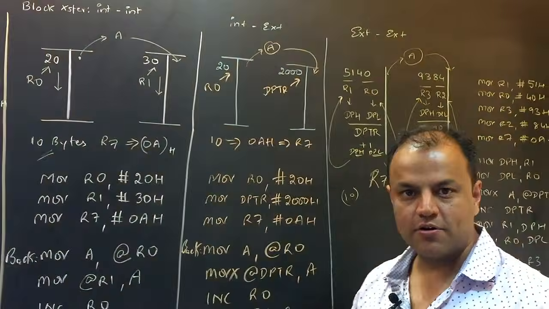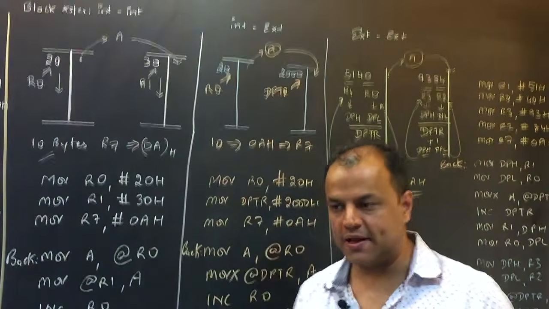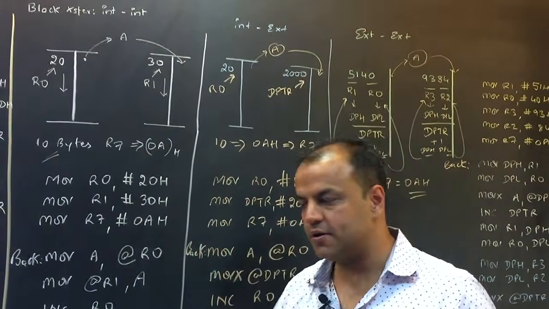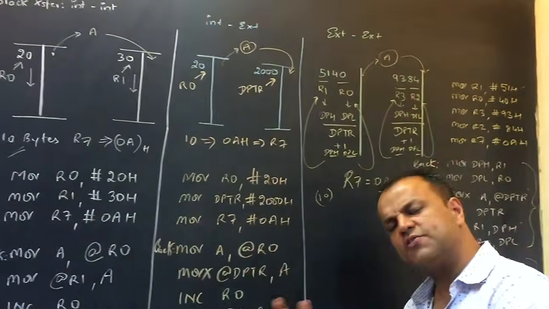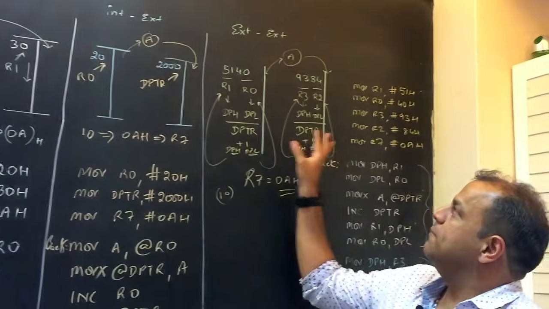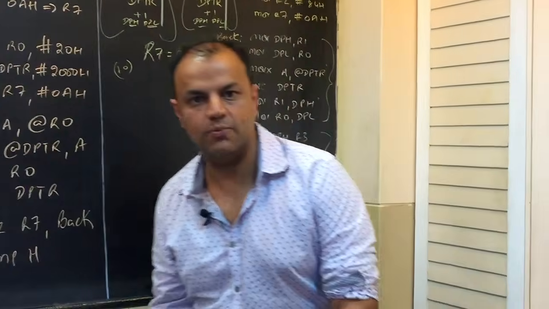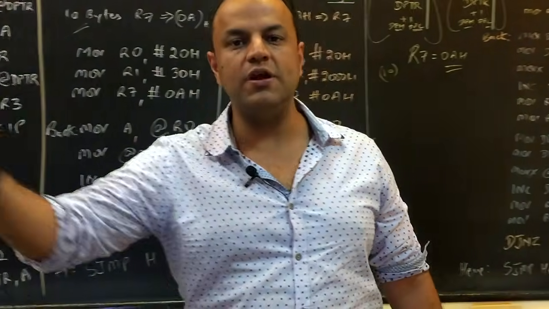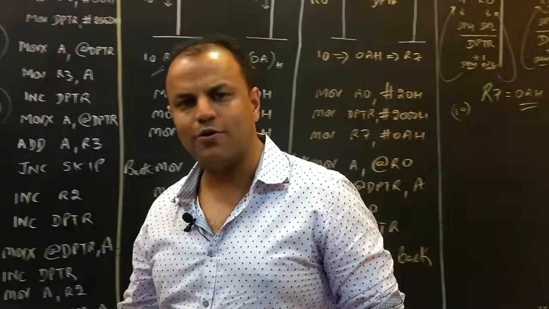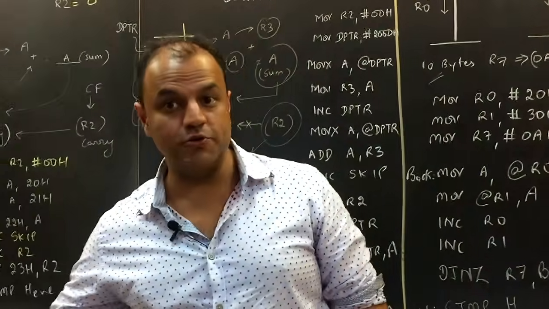Then we started doing block transfer programs, the most frequently asked program types. So this is internal RAM to internal RAM to external RAM. External to internal is pretty much the same. Then the big one, external RAM to external RAM, which has this whole big sequence because of the complication that there is only one pointer, that is DPTR. Anyway, so we did all these programs. It was fun doing it. I hope you enjoyed learning it also.